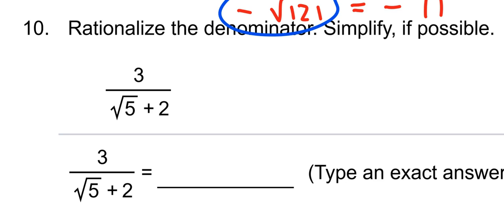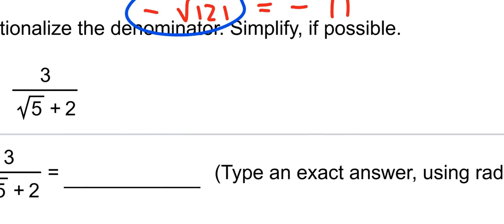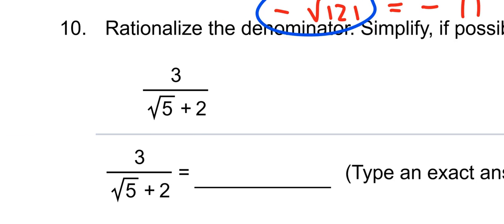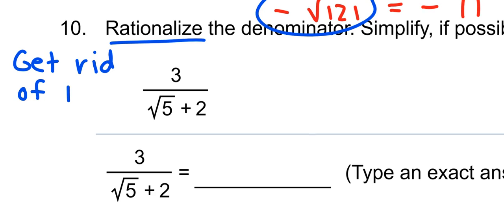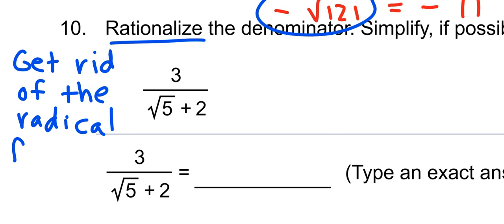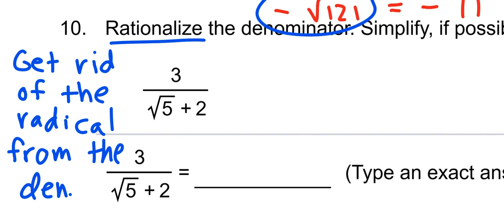Rationalizing the denominator. Now, what the heck does that mean? To rationalize the denominator means to get rid of the radical from the denominator. I will abbreviate denominator. It does not mean Denver.